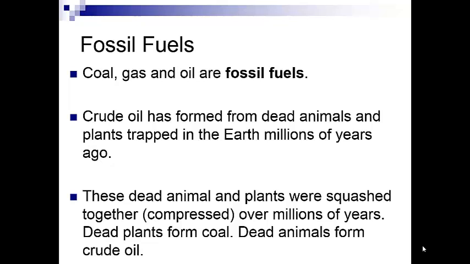Crude oil is formed from dead animals and plants trapped in the earth millions of years ago. They're decomposed by bacteria via anaerobic respiration, and they form crude oil because of all the temperature and pressure deep within the Earth's surface. Key to note here is dead plants form coal and dead animals form crude oil.